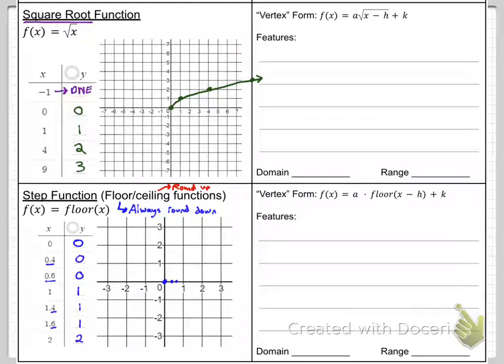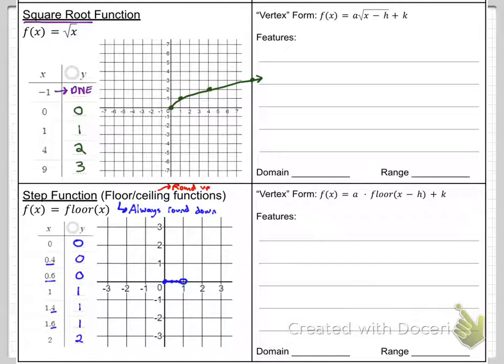So if I plot those points, 0, 0, and 0.4, 0, and 0.6, 0, they're all on the x-axis, where y equals 0. And if I want to plot all the points like that, I'm going to make that a straight line going from 0 all the way up to 1. Now notice 0, 0 is filled in, because 0, 0 is on the line there.